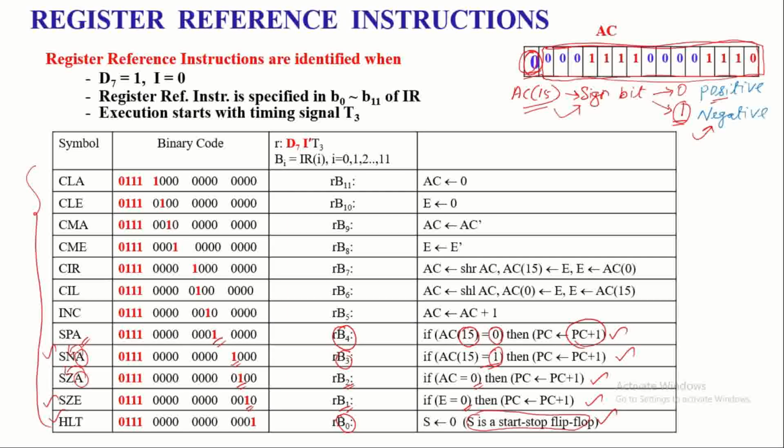You can observe here all the operations are performed either with the accumulator value or else the E bit value, or else both the accumulator as well as the E bit value. So it never refers to any operand from memory, and even after performing the operation the result is never stored into the memory. The result here in register reference instructions, after performing every operation, is stored either in the accumulator or in the E bit or else in both.